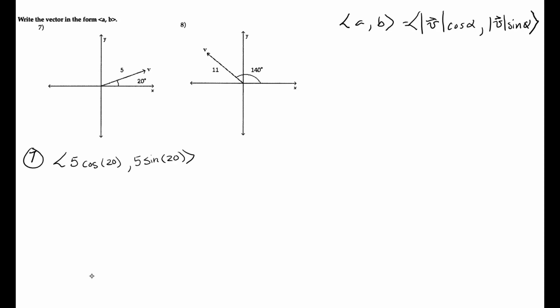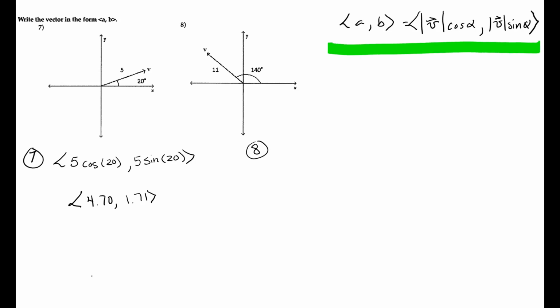And again, you're going to punch that in your calculator, and you're going to get something like, to 2 decimals, 4.70 and 1.71 from my calculator. Now we're going to look at problem number 8, another simple one. Again it follows the same formula that we set out over here, and we're going to get 11 cosine of 140, and 11 sine of 140. And it looks something like that.